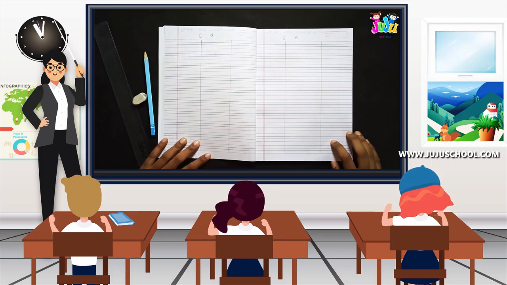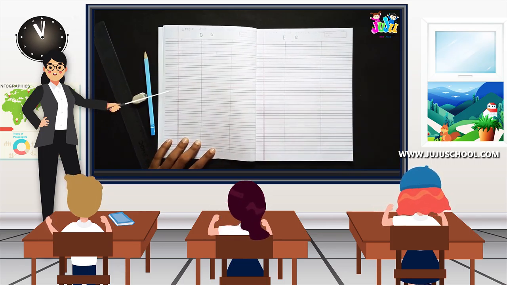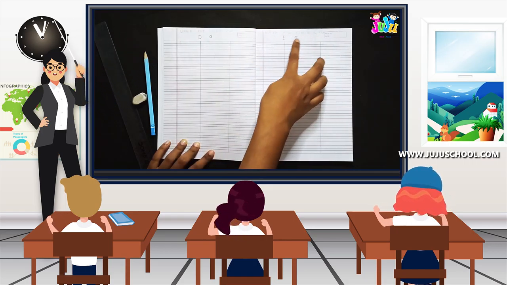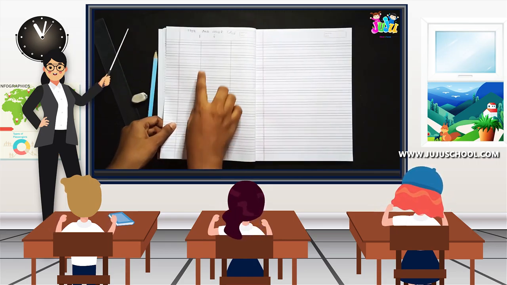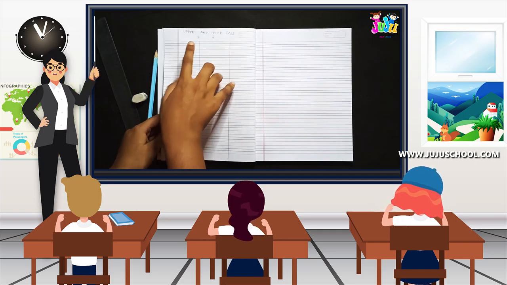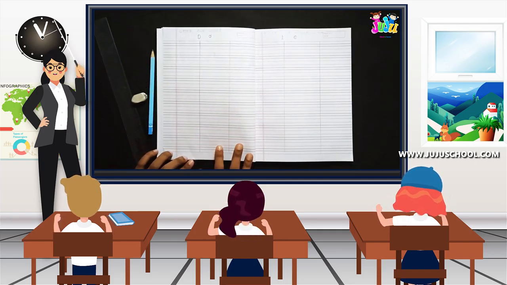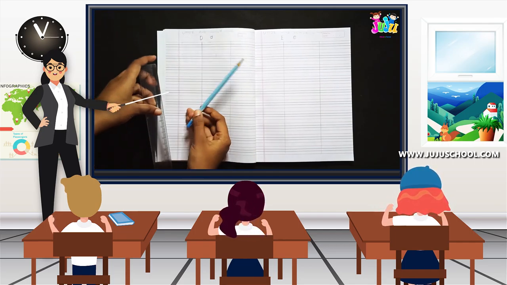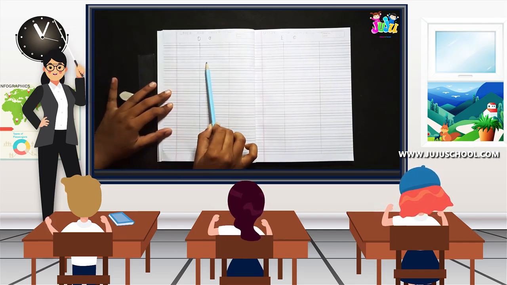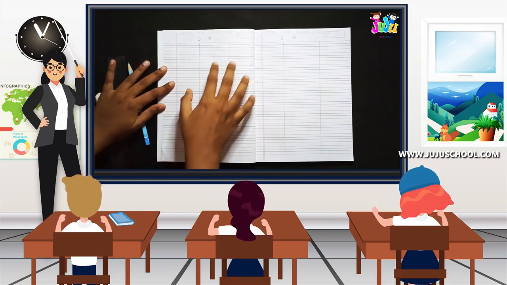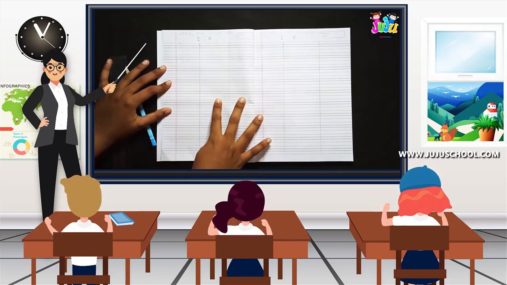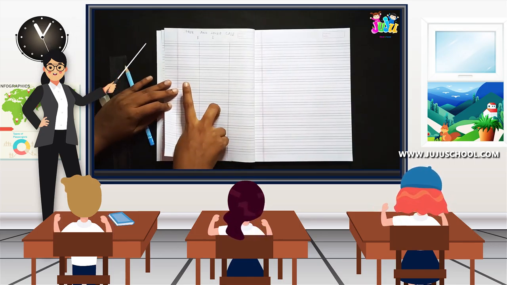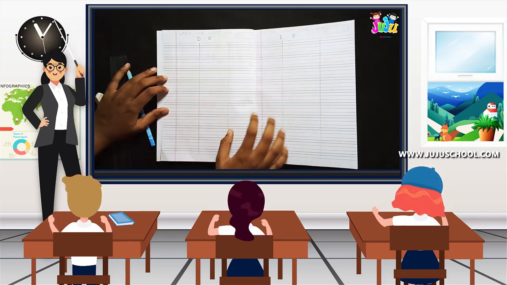Have you all opened? Now I have written upper and lowercase D, upper and lowercase E, and on the next page, upper and lowercase F. So parents, kindly help the kids by using a scale and pencil. I have divided the pages into three equal parts. In this page I have divided into three equal parts, and in this page also, and on the next page also I have divided into three equal parts.